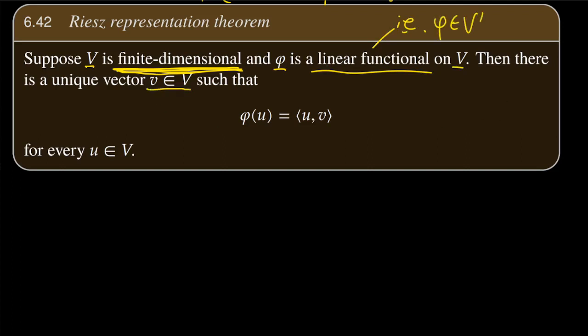Then there's a unique vector, kind of cool, v in V, such that phi of u is equal to the inner product of u with v for every u in V. That is, you can write everything in the dual space as an inner product. Every single thing. That's nuts.